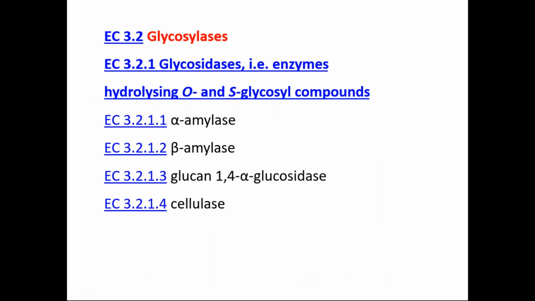In the same way, the enzymes that you have had a chance to be associated with, the glycosylases, which again use water and are used in the breakdown of sugars, have 3 for hydrolases, and 3.2 represents glycosylases. 3.2.1 is a glycosidase, an enzyme hydrolyzing O and S glycosyl bonds. And then you have 3.2.1.1, alpha amylase, which can break down starch. And then you have 3.2.1.2, which is a beta amylase.